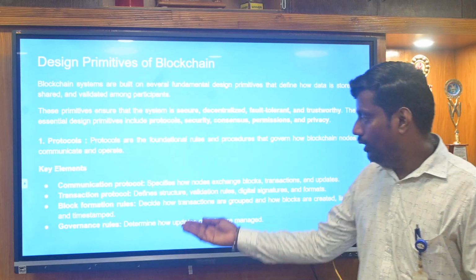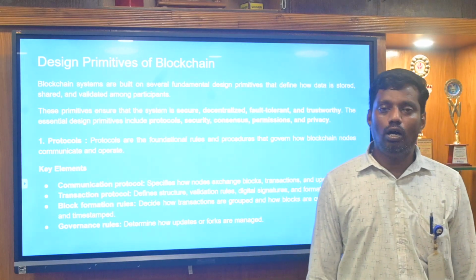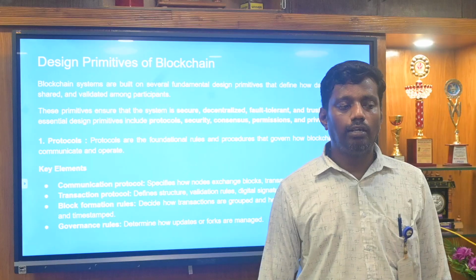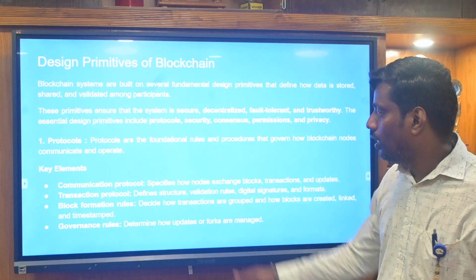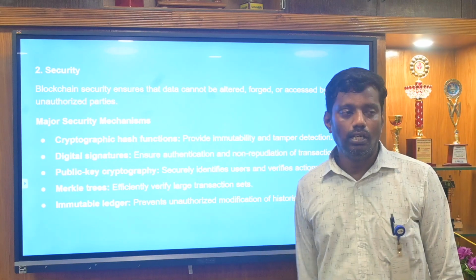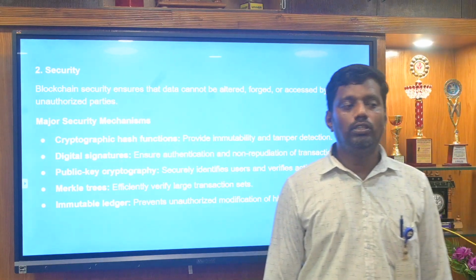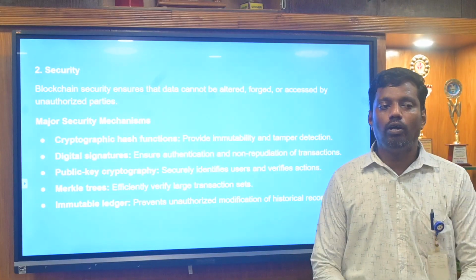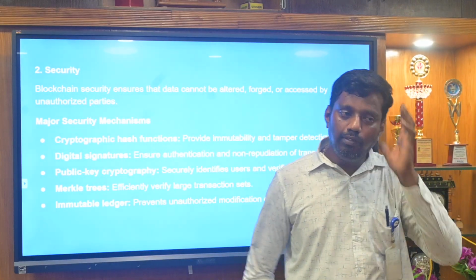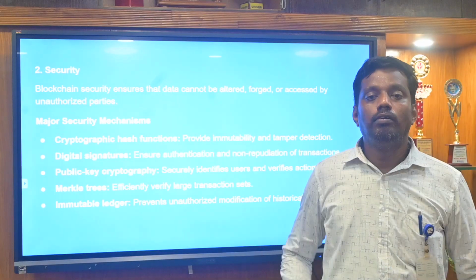Then the next element is the governance rules. It determines how upgrades and forks are managed. These are the key elements you have in the protocols. Then come to the next one, the security. The security is one of the most vital features in blockchain networks, which ensures the data cannot be altered in any case, and cannot be forged or accessed by unauthorized parties.